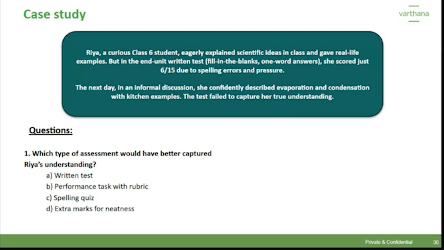So I have received some responses. C. Okay. No. Here you can see that C is not a correct answer. Here you can see Ria is unable to score in the unit test, which consists of fill in the blanks and one word answers. But she confidently described evaporation and condensation with the kitchen example.